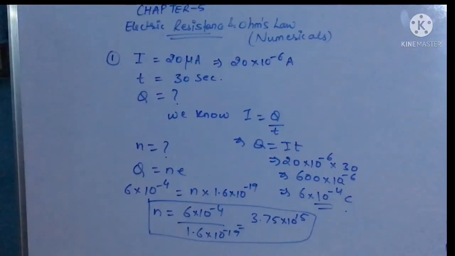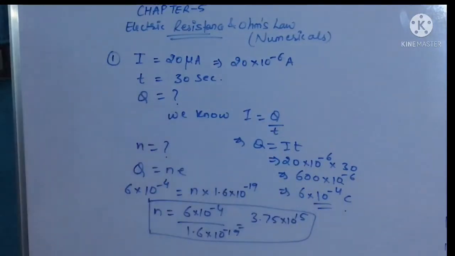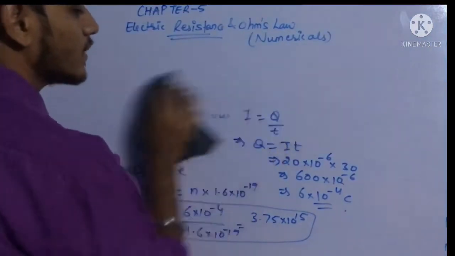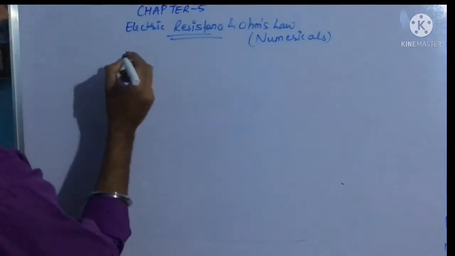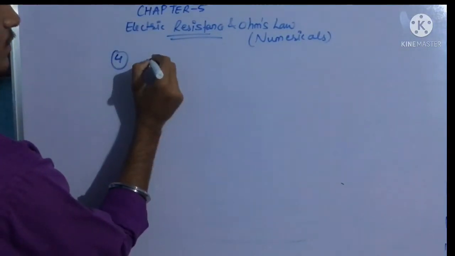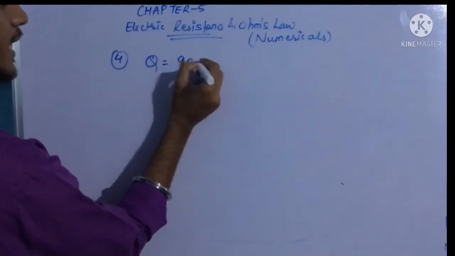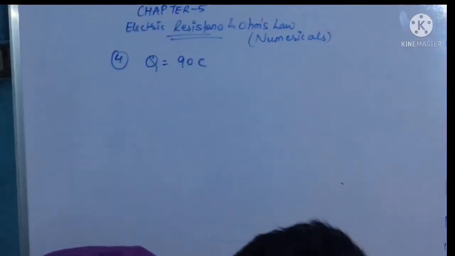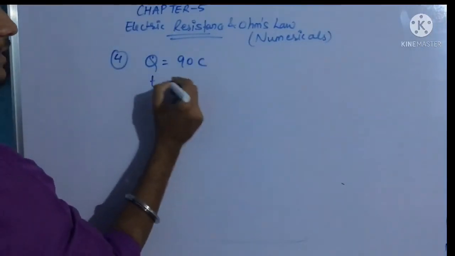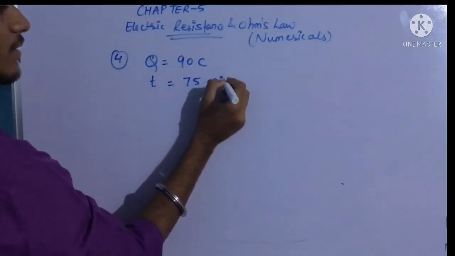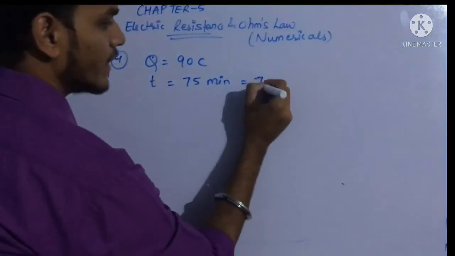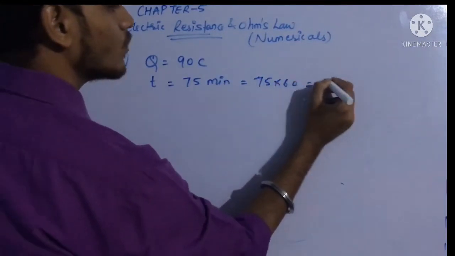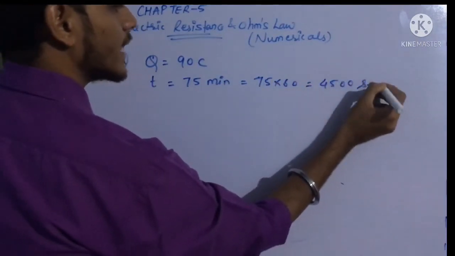Okay, so the next question is question number 4. Read the question in the book, we will solve it here. Question number 4 says 90 coulomb of charge, meaning charge is given as 90 coulomb, flows for 75 minutes in a silver wire, meaning time is given as 75 minutes. When we change this minutes into seconds, we get 75 into 60, which is equal to 4500 seconds.